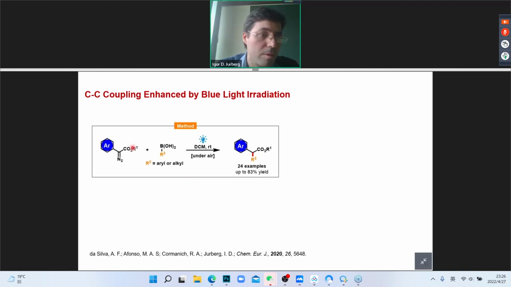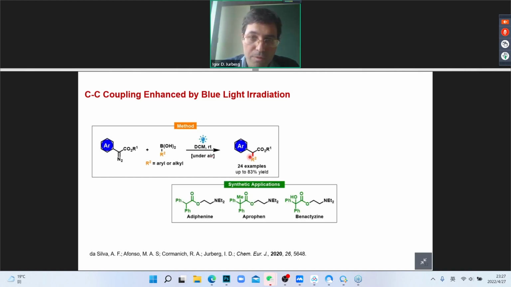We have been interested in cross-coupling aryldiazoacetates with boronic acids under blue light radiation to obtain compounds containing the CC bond formation associated with this cross-coupling. In this study, we observed that very few pairs of aryldiazoacetates and boronic acids actually work in the dark. The scope is very narrow, and when you use blue light radiation, the scope is much broader with generally higher yields. Because of this, we call this enhanced by blue light radiation, because the scope of the reaction is much broader when you use light.